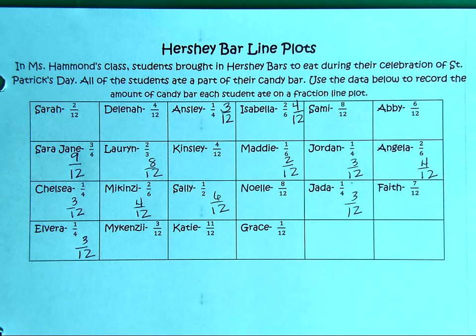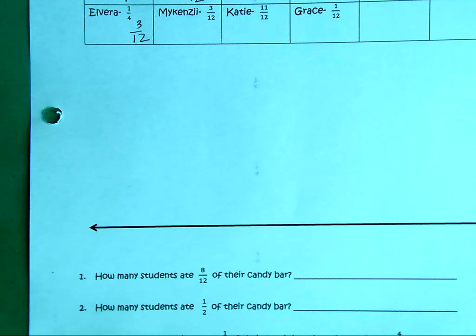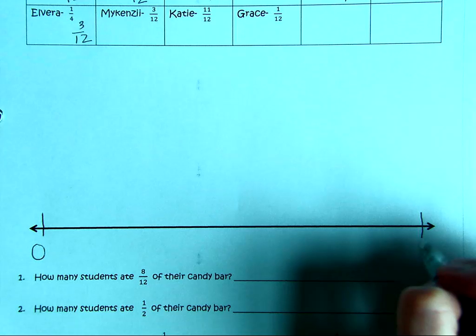Okay, now that they all have the same denominator, we can go back and plot these fractions on our number line. So our number line will be broken up into 12 equal sections. We have 0 to 1 whole. This 1 whole represents having 12 out of 12 pieces.